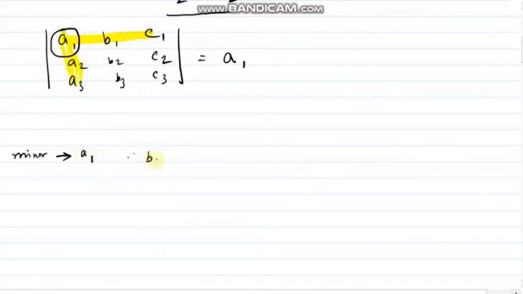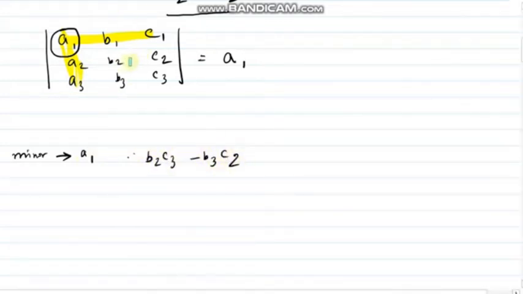Suppose we have a1, b1, c1, a2, b2, c2, a3, b3, c3. This is a three by three determinant. Let's discuss first the minor and cofactor, then I will come to the value of the determinant. The minor of any element, say a1, is found by leaving the row and column of a1. The remaining determinant will be the minor of a1. So the minor of a1 will be b2c3 minus b3c2.